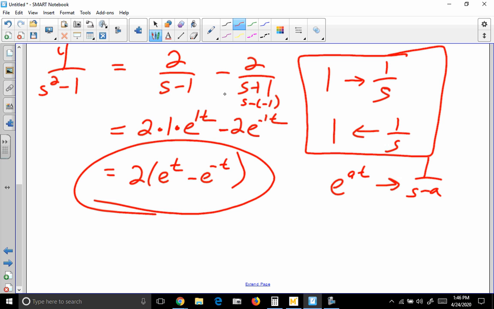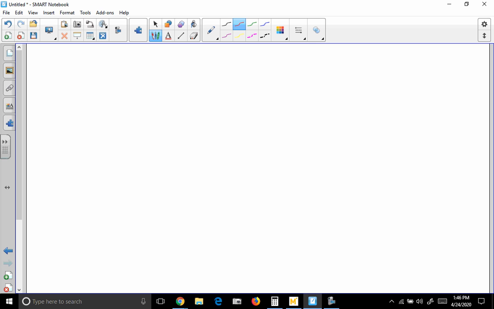So that's one thing we want to look for. If our denominators will factor, then we're not going to have to worry about completing the square. We can decompose it into separate fractions. But we have to remember that it's not always as straightforward as that one. Let's take a look at this one.